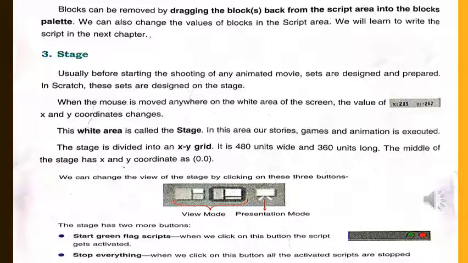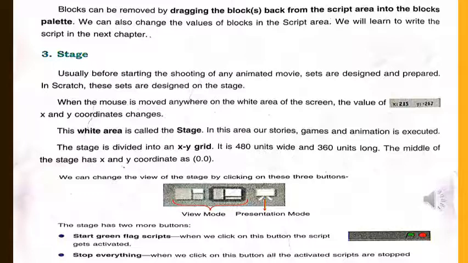Third, the stage. Usually, before starting the shooting of any animated movie, sets are designed and prepared. In Scratch, these sets are designed on the stage. When the mouse is moved anywhere on the white area of the screen, the value of x equals 215 and y equals minus 257. That is, the x and y coordinates change.